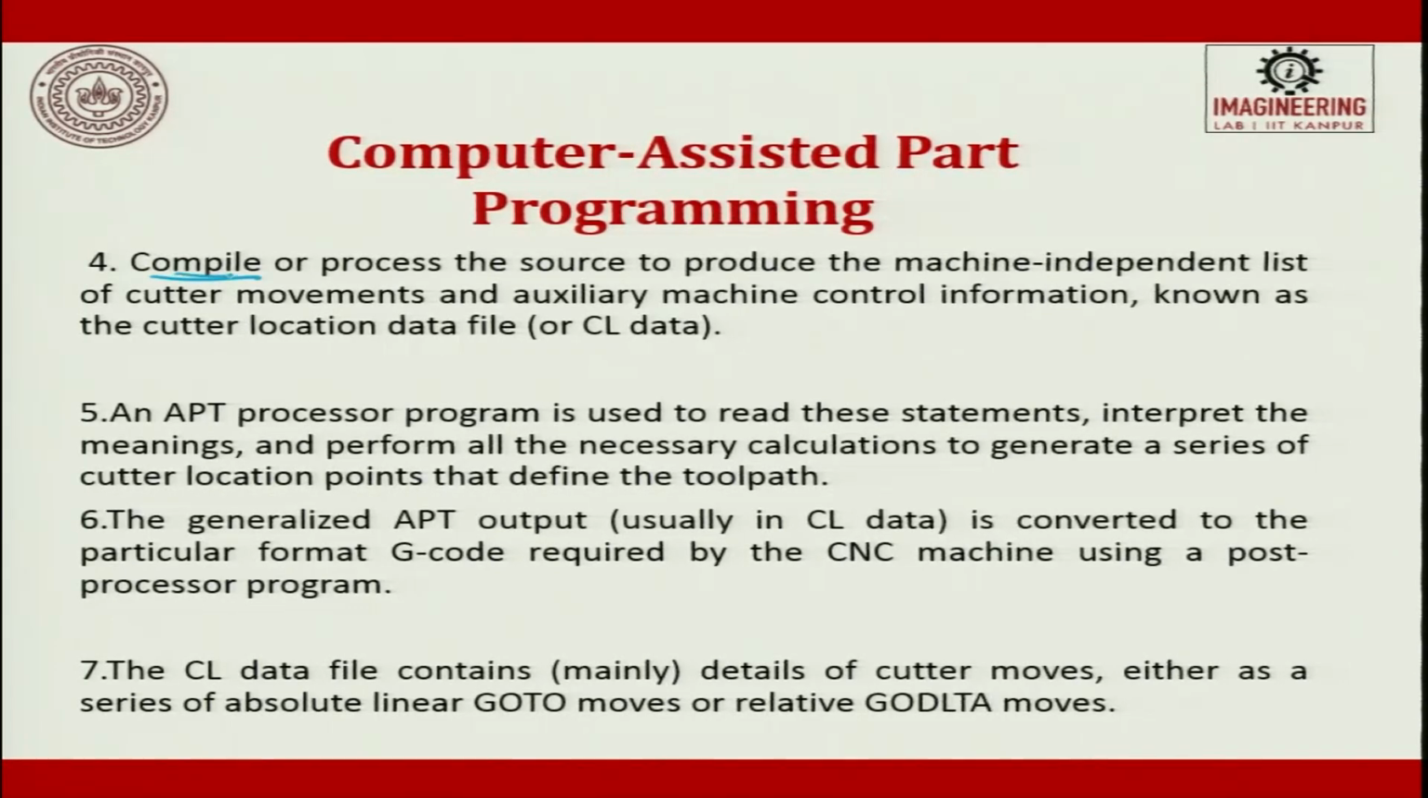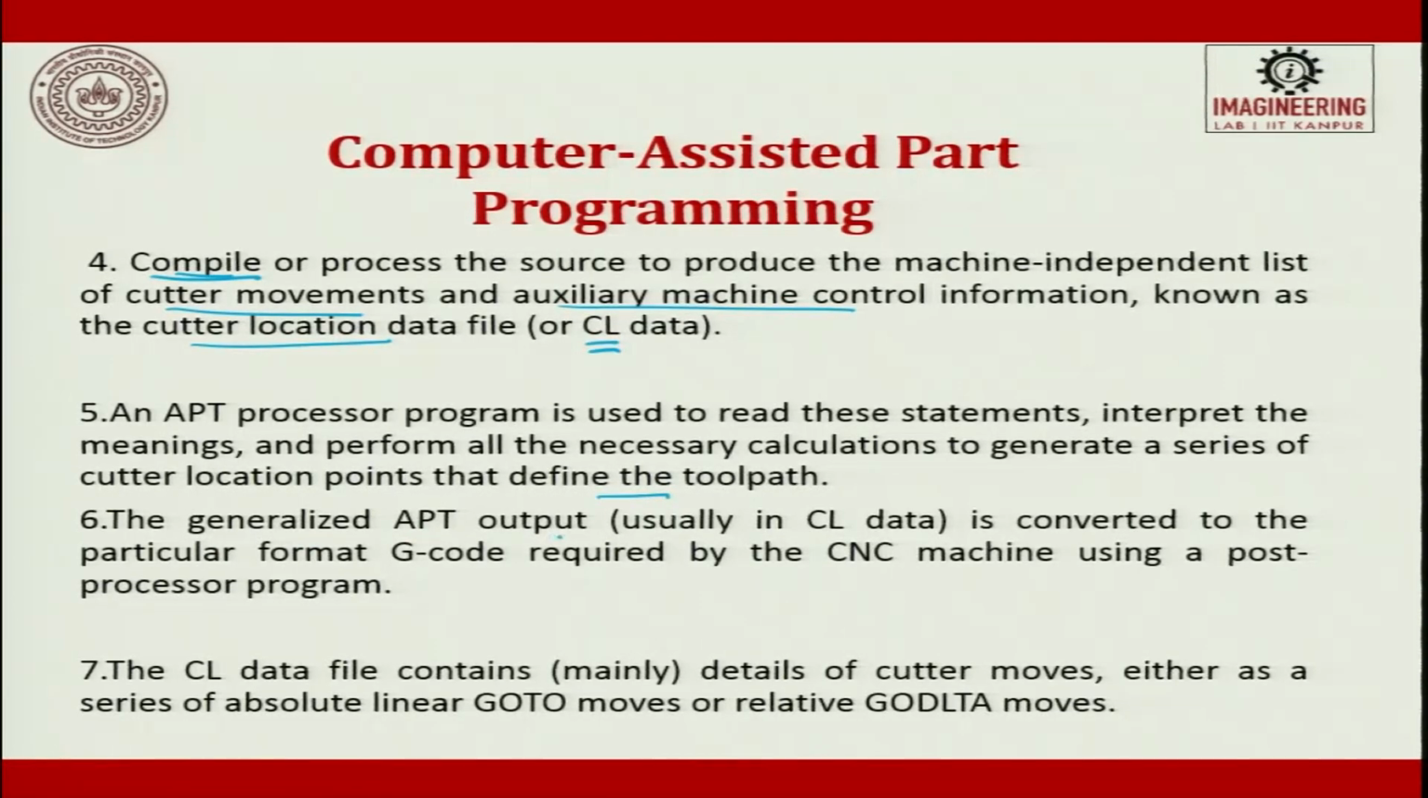Then it is moved to a compiler or a processor, which processes the source to produce the machine independent list of cutter movements and auxiliary machine control information known as the cutter location data file, CL data file. So, it compiles all the program and takes the cutter movement and the auxiliary machine control information. An APT processor program is used to read these statements, interpret the meaning and perform all necessary calculations to generate a series of cutter location motions that define the tool path.